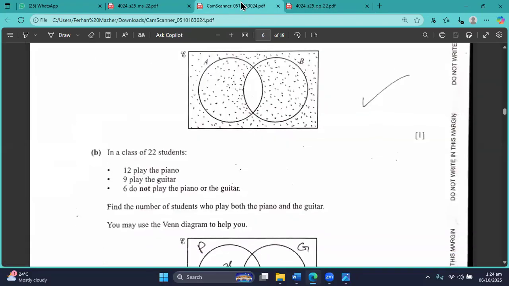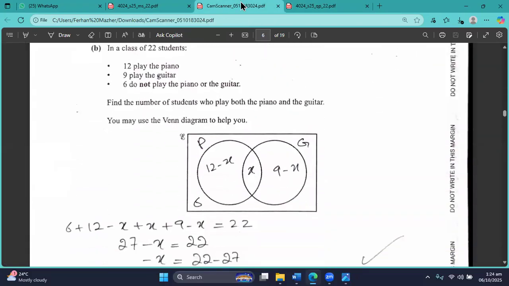So very simple question. So here you can see, suppose that the common, this is piano, this is guitar, 6 people play nothing. Okay, so the people who play both piano and the guitar, suppose they are X. So the people who play only piano, they will be 12 minus X. And the people who play only guitar is 9 minus X. The sum of these 4 will be equal to the total students, that's 22. So 6 plus 12 minus X plus 9 minus X will be equal to 22.